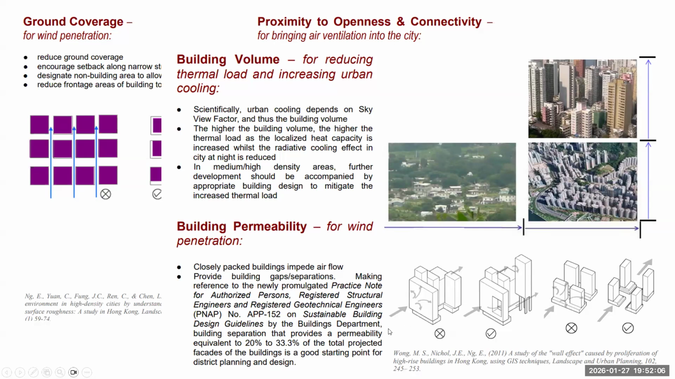Okay, so when we talk about convection heat transfer, we have to work with the urban planner to make sure our cities will be ventilated. We try to make use of the prevailing wind, and to consider the building volume and the building permeability, to remove the heat.